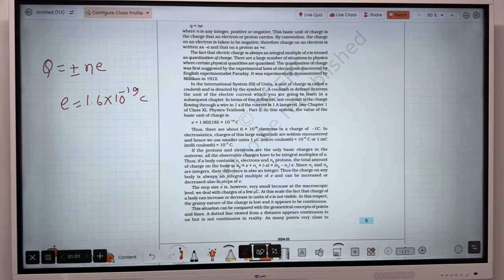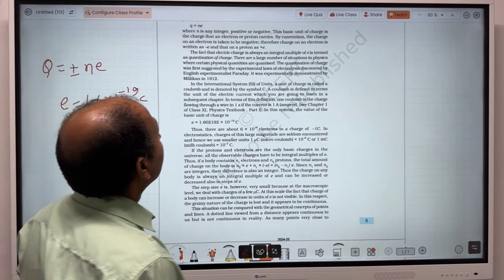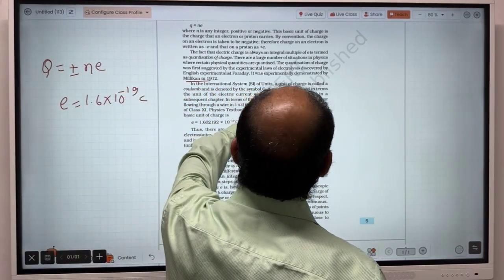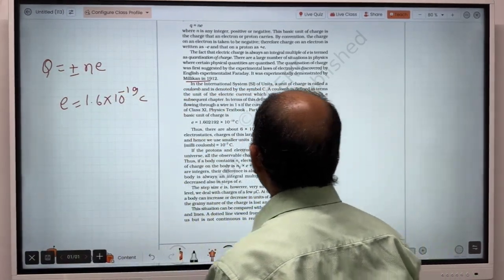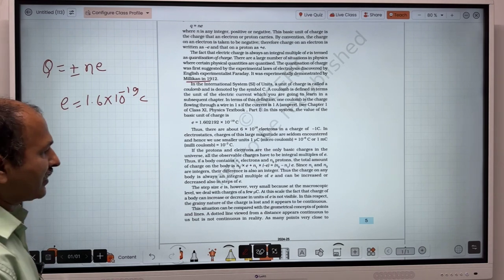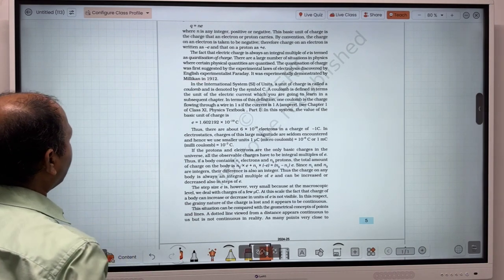So it can't be a fraction. If you say that a body contains 3.5 electrons, that is not possible. 4.2 electrons, that is not possible. So quantization of charge means it will be an integral multiple of the electronic charge, and this fact was established by Millikan in 1912. Now, if you want to find the total charge on a body and you are given the number of electrons and number of protons, then easily you can calculate. We will do certain numericals based on this concept, so things will become very clear.